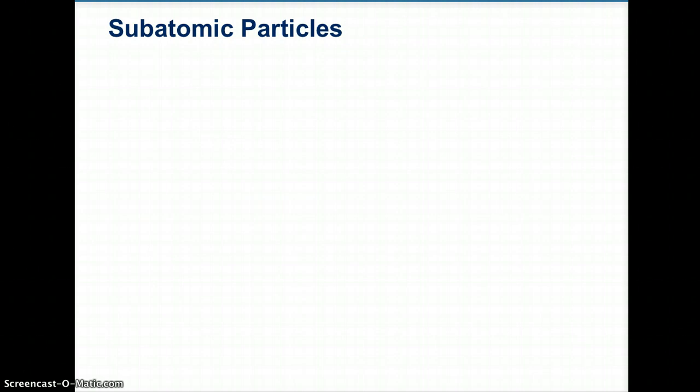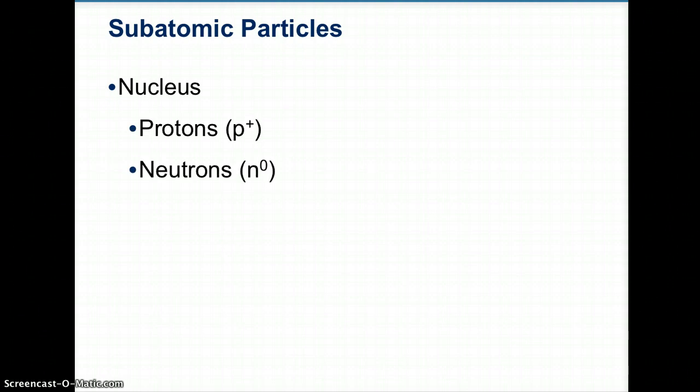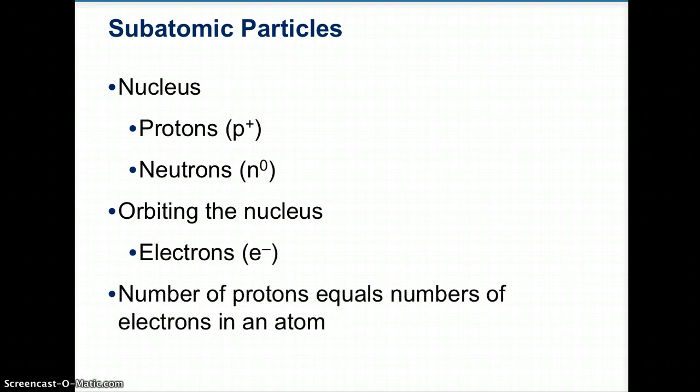So now let's look at what's inside the atom. In the nucleus, we find 2 wonderful particles called protons and neutrons. Protons have a positive charge, and neutrons have no charge. As you can see, we often put a plus sign next to the P to signify the positive charge. On the outside of the atom, orbiting the nucleus, we have electrons, which carry the negative charge. The number of protons equals the number of electrons in an atom, and that's key to make sure you understand.